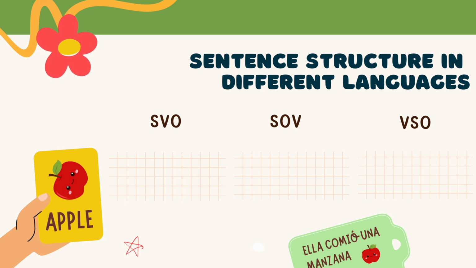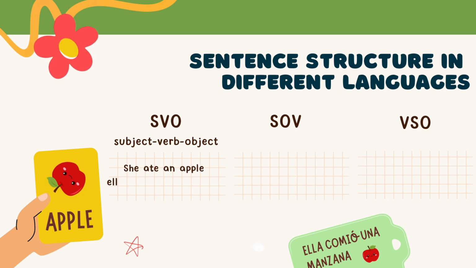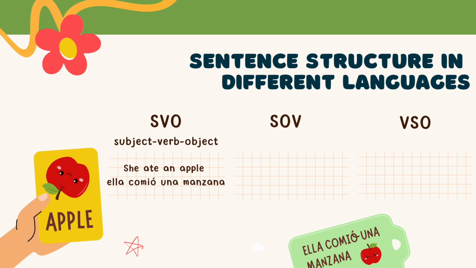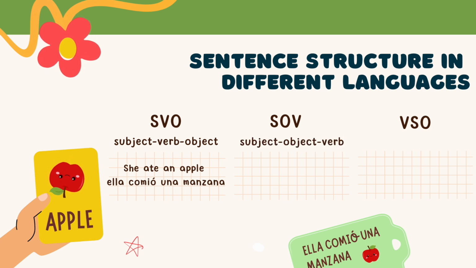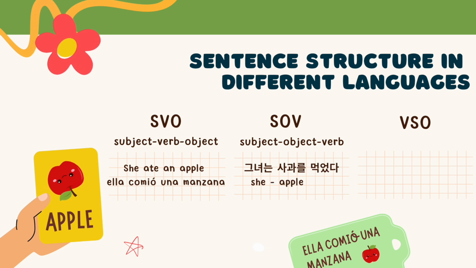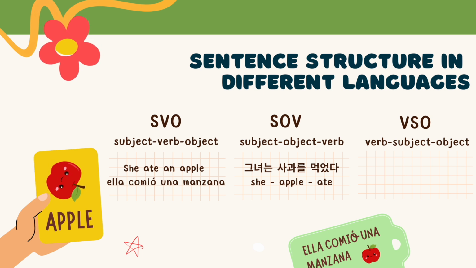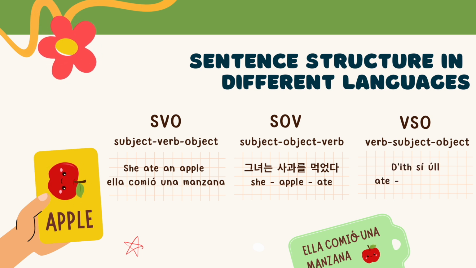SVO, which follows the structure subject, verb, object, and is used in English and Spanish, as seen in the example, she ate an apple, or ella comió una manzana. SOV is subject, object, verb, and is used in languages like Korean. And VSO, which follows the order verb, subject, object, is seen in languages like Irish.